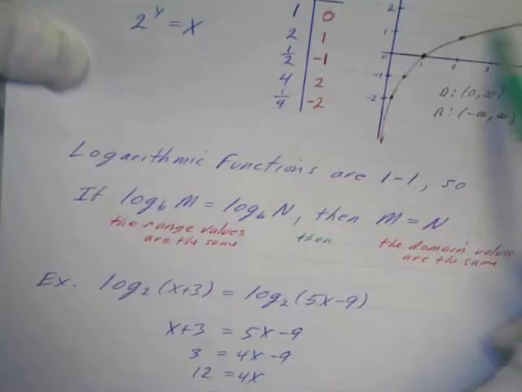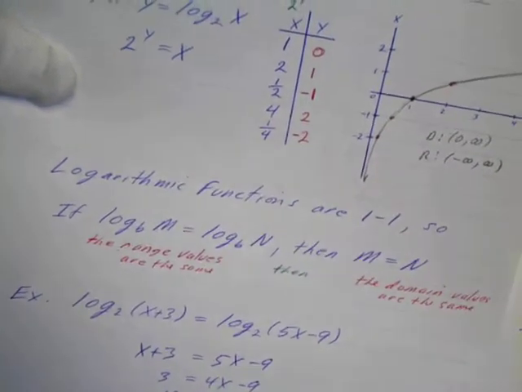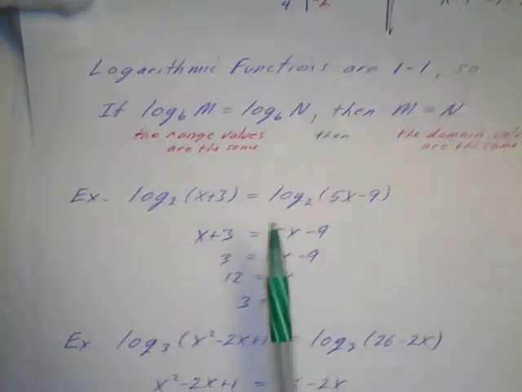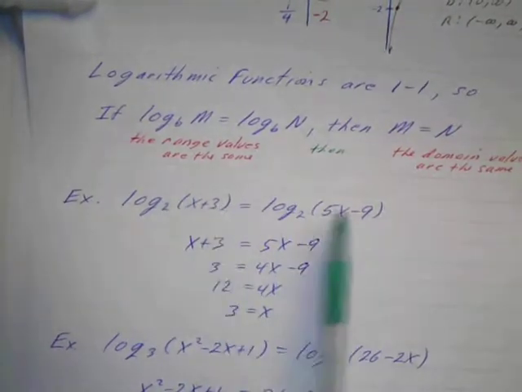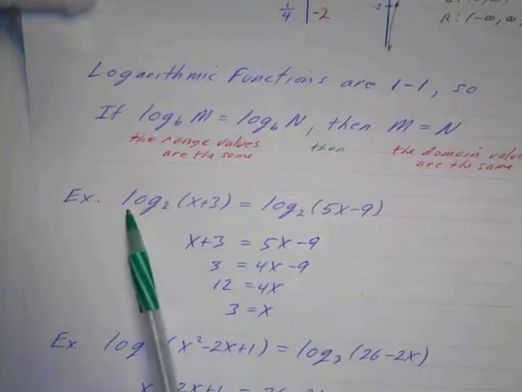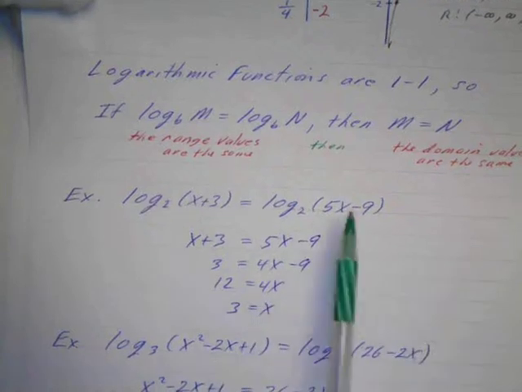This is actually the log. This would actually be y equals log base 2 of x, that actual function. So if we have a situation where this, which would be the range element, equals this range element, then the domain elements must be the same. So if we've got log base 2 on one side equals log base 2 on the other side, then the domains would be equal.